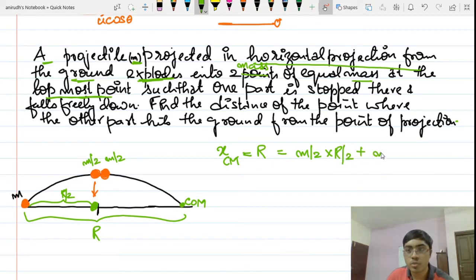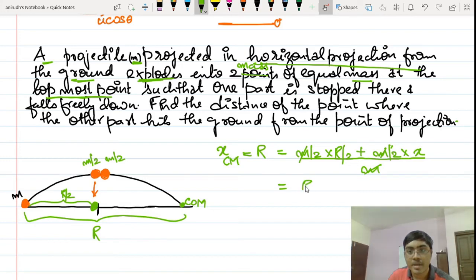plus m2, again m by 2, multiplied by x2, that is the distance of the second body when it falls from the point of projection. That is what we are supposed to find out, isn't it? Find the distance of the point where the other part hits the ground. So let's take it as x. We are supposed to divide by the total mass, that will be directly m itself. Okay, you can cancel m now itself.